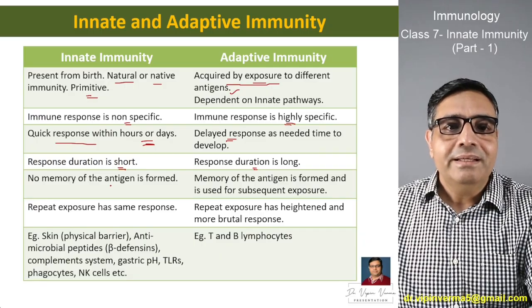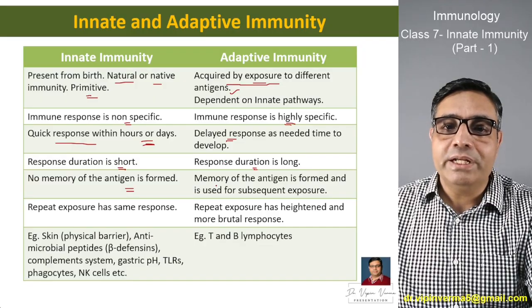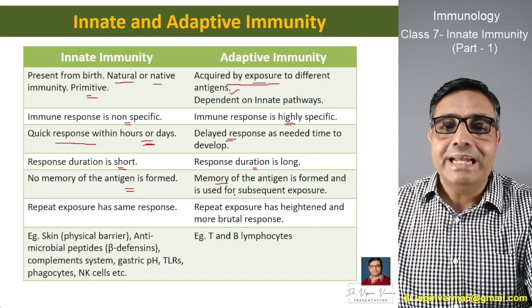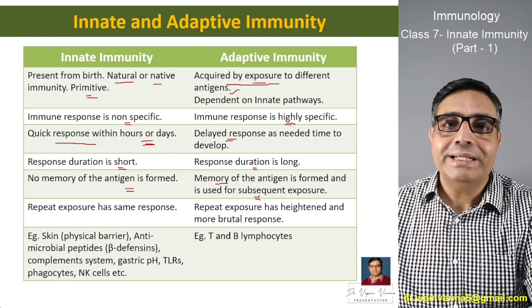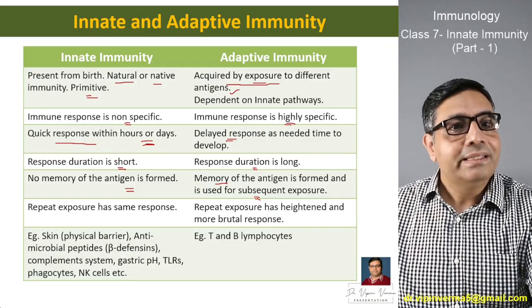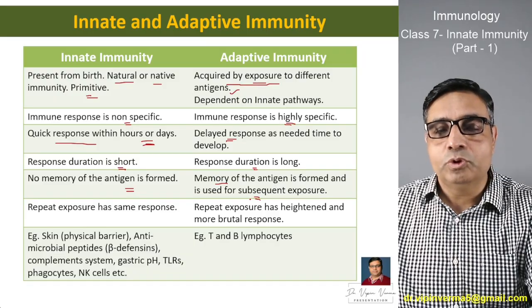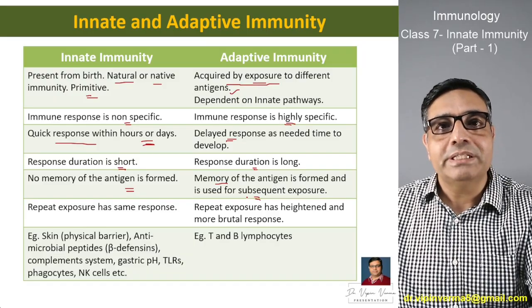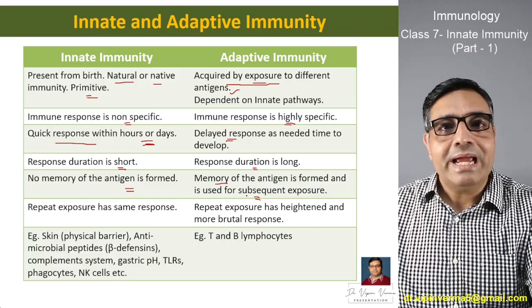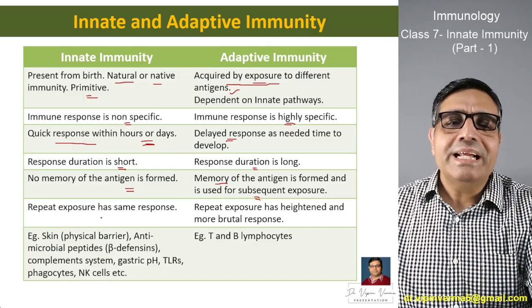All right, then memory of antigen is not formed here in case of the innate immunity, as we just told you. While in case of the adaptive immunity, the memory of the antigen is formed and it is used for subsequent exposure. So next time when the same infection comes inside our body, we have the memory cells, and these memory cells will give the response in a very quick way and in a higher magnitude.